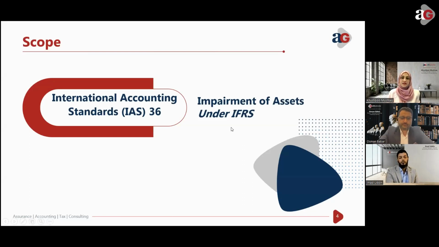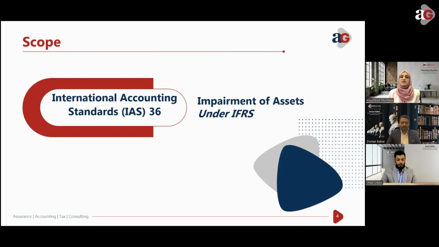IAS 36. I'm sure a lot of you must have heard of IAS 36. The auditors must have been asking you to do the impairment testing of your assets under IAS 36. So IAS 36 is basically an international accounting standard under IFRS, which suggests the concepts, accounting treatment and methodology, of course, along with disclosure requirements of the impairment of assets.